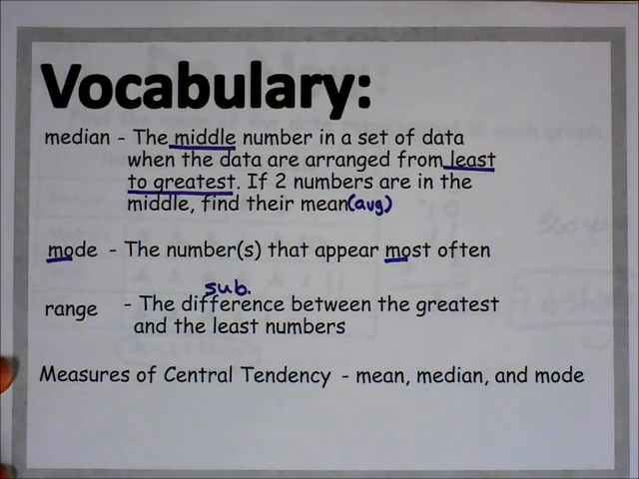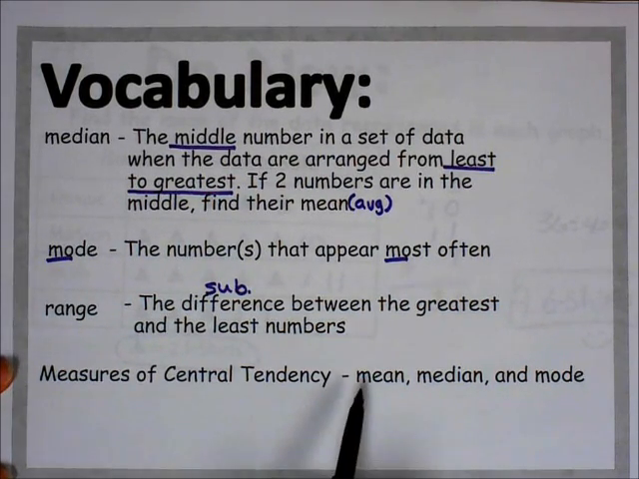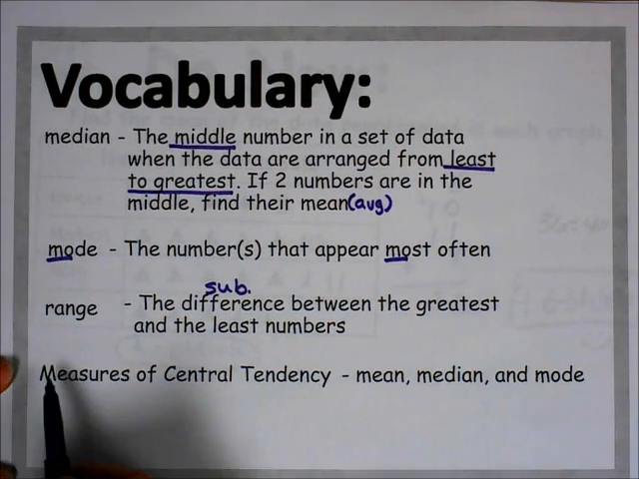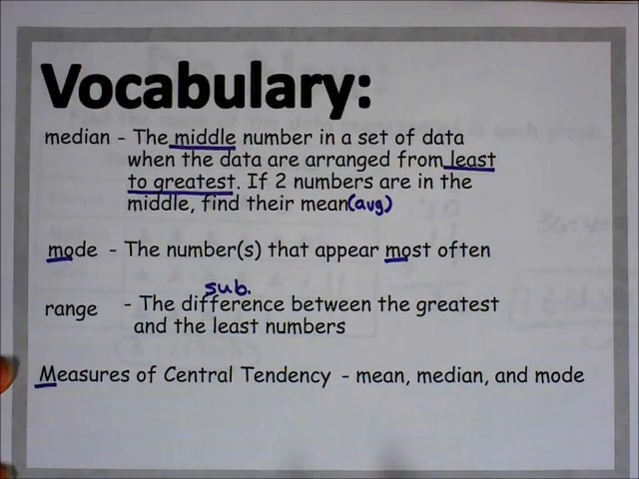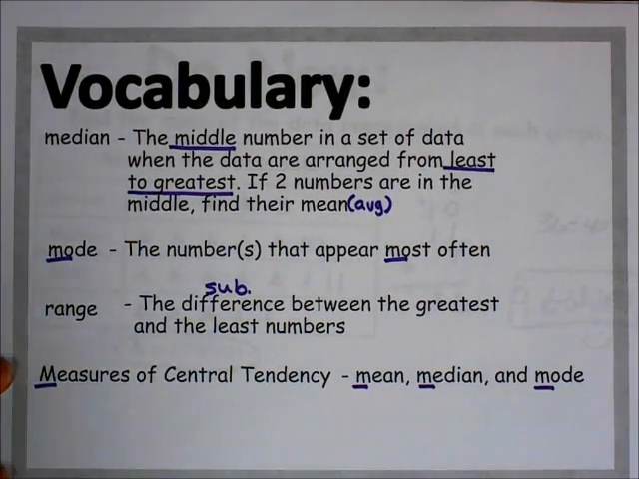Now, probably a new vocabulary word for most 6th graders is measures of central tendency. If you were asked to find the measures of central tendency, all that means is they want you to find the mean, the median, and the mode. We use the M in measures to help you remember it's the mean, the median, and the mode.